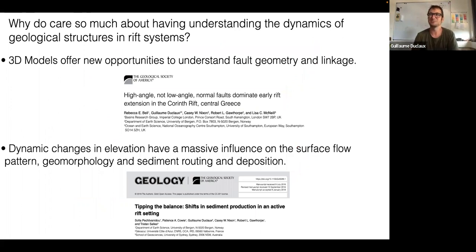And I'm going to go quickly through the third item of the presentation, which is trying to understand the dynamics of geological structures in rift systems and how they impact the surface processes in this system, right?